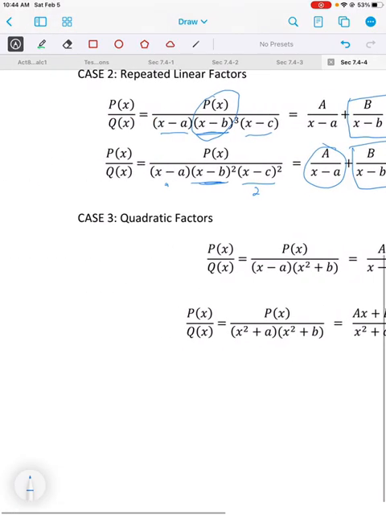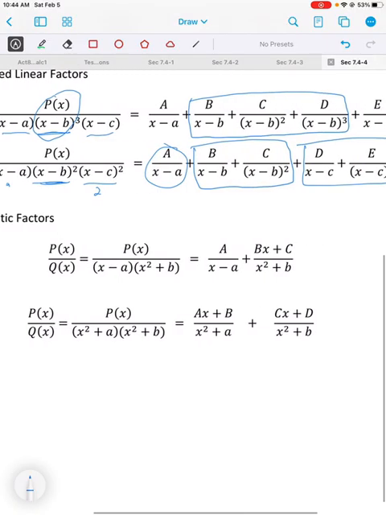Now we did do an example where we had one linear factor and one quadratic factor in the denominator. So then we write it like that, a over the linear factor plus a linear expression, bx plus c, over the quadratic factor. Or we could have two quadratic factors. So if we have two quadratic factors, then you will write them as a linear expression divided by the first quadratic factor plus another linear expression divided by the second quadratic factor.